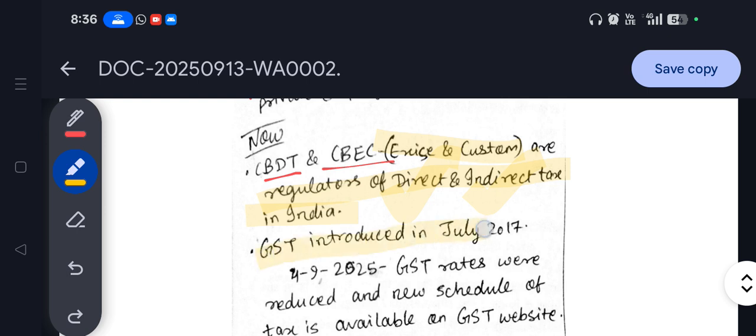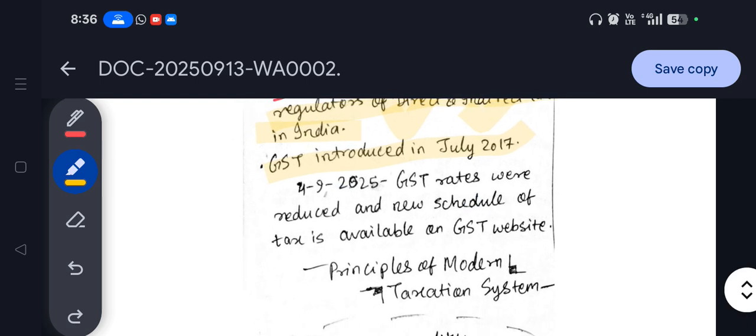GST was introduced in India in July 2017. So all this is a part of your post-independence and very recent reforms in the taxation field. On 4th September 2025, very recent, GST rates were reduced and the new schedule of GST is available on the particular website.